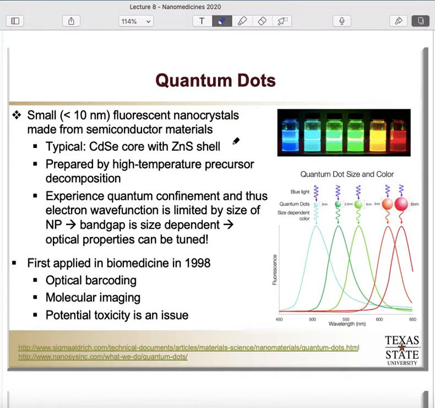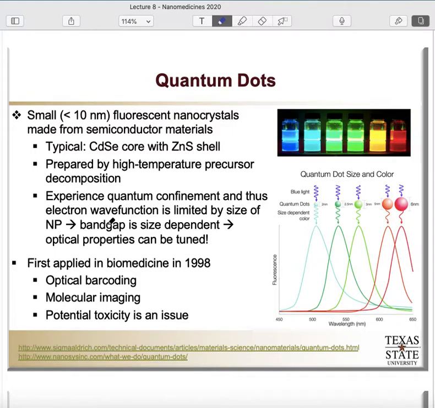They can be prepared by a number of methods, one of which is high temperature precursor decomposition, where you basically would begin with compounds that contain cadmium or selenium or zinc or sulfur, and you would expose them to high temperatures in the order of 400 degrees Celsius or so, and enable the formation of these quantum dots.